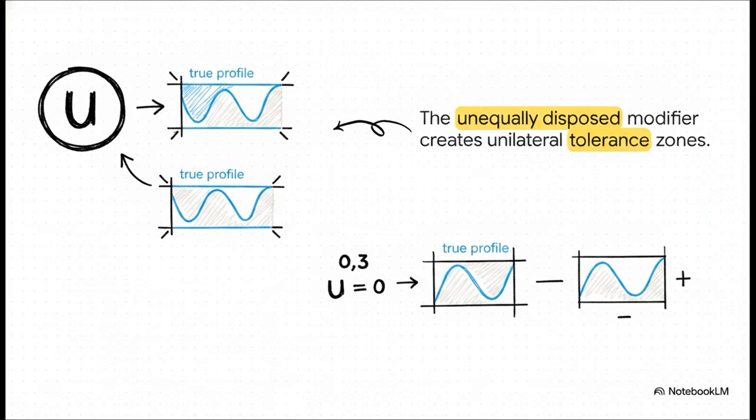And this is so cool because it allows you to push the tolerance zone entirely inside or entirely outside the true profile. The number right after that U symbol indicates how much of the tolerance is in the direction that allows additional material. So say you have a 0.3 tolerance and it says U0. Well, that is a unilateral tolerance where all variation must remove material. It gives you absolute custom control over your boundaries.